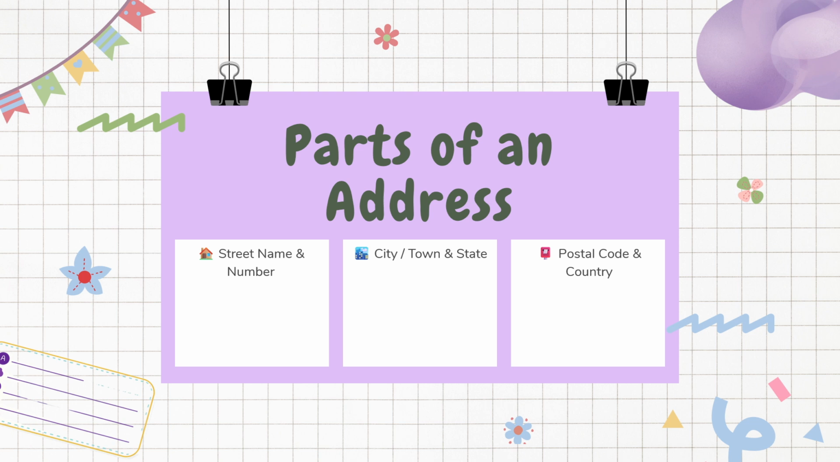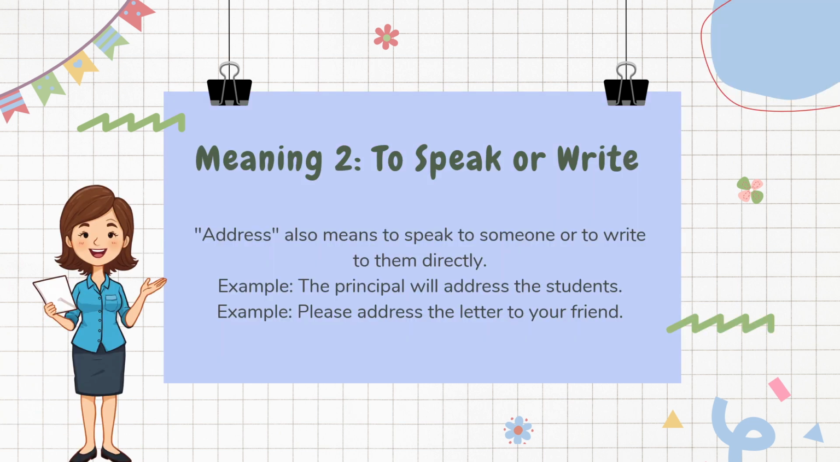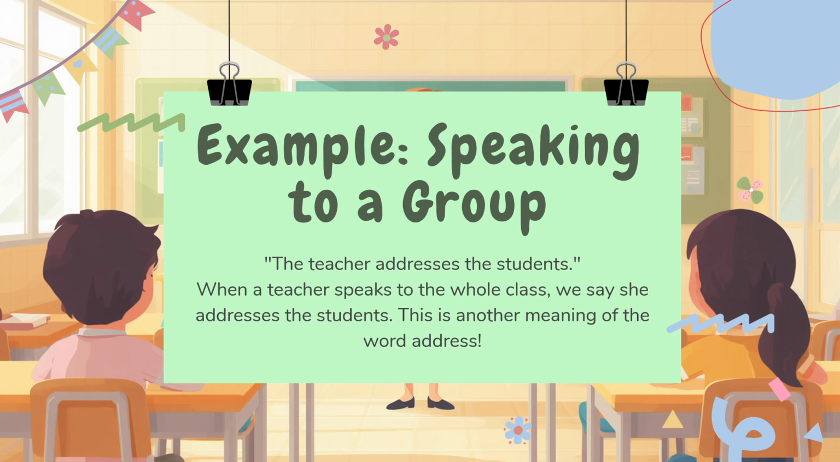An address has several parts. It includes the street name and number, the city or town, the state or region, the postal code, and sometimes the country. All these parts together make a complete address. The second meaning of address is to speak to someone or write to them. When you address someone, you are talking directly to that person or sending them a message. Here is an example. When a teacher speaks to students in a classroom, we say the teacher addresses the students. This means the teacher is talking to them.